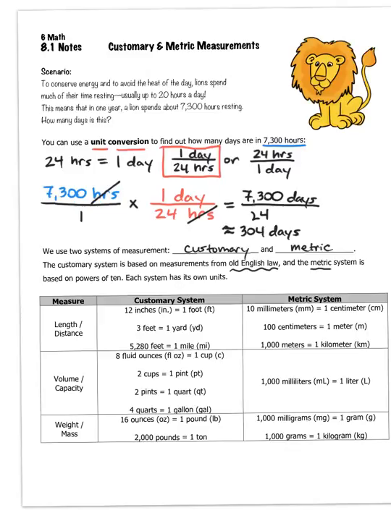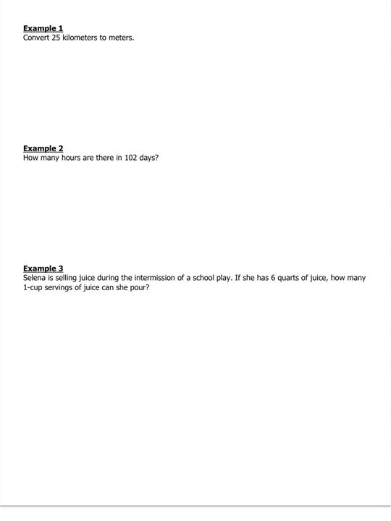And then for weight and mass, 16 ounces is equal to 1 pound, 2,000 pounds is equal to 1 ton for the customary system. And for the metric system, we use grams to measure mass. So anything in this chart, make sure you're able to convert from one to another. And let's go ahead and go on the back and take a look at some examples now.